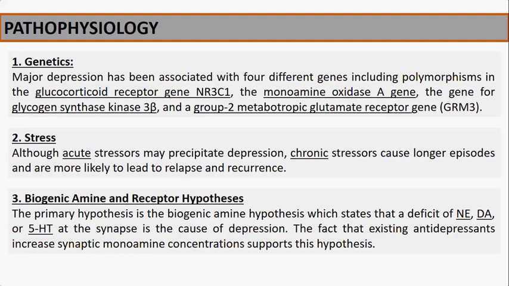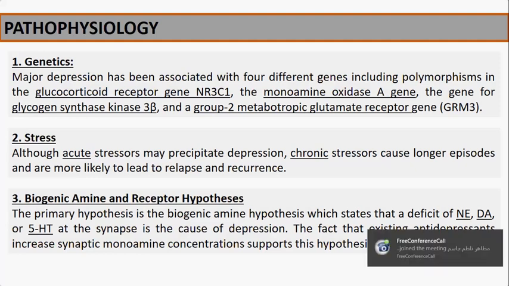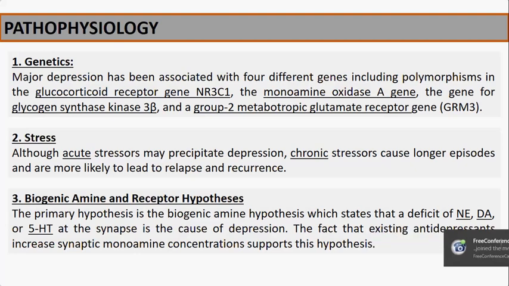The third and most important factor, which is related to MDD, is the biogenic amine and receptor hypothesis. The primary hypothesis is the biogenic amine hypothesis, which states that a deficit of norepinephrine, dopamine, or serotonin at the synaptic level is the primary cause of depression.